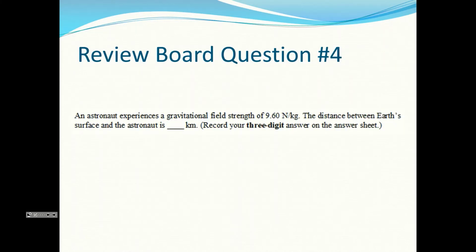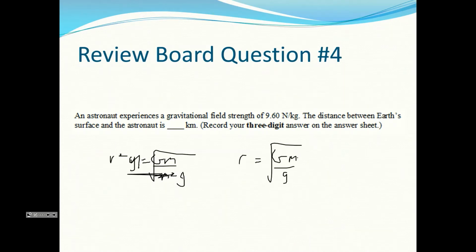And this last one, the astronaut experiences a gravitational field strength of 9.6 newtons per kilogram. The distance between the Earth's surface and the astronaut is, okay, so we can use g equals GM all over r squared. Move r squared up top and g down below. So we'd have to square root it. So we get r is equal to the square root of GM over g.